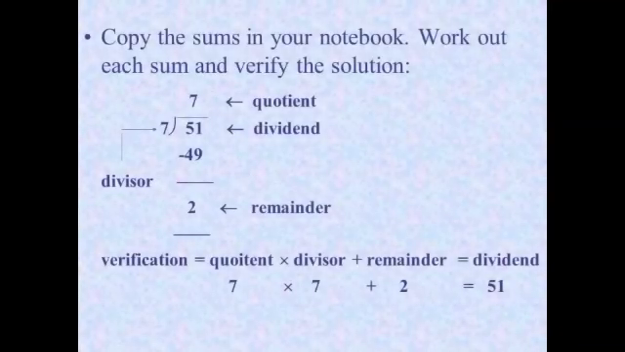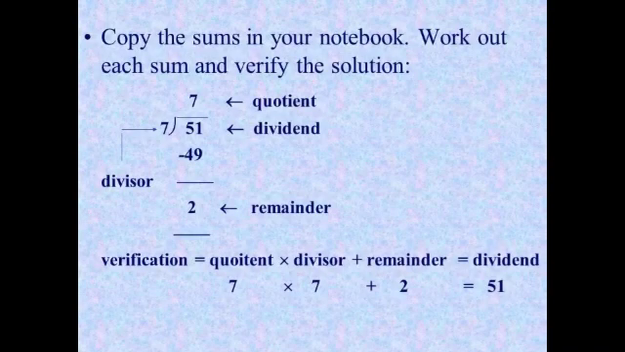Next we will see how to verify the answer in division. Okay, take this number 51 divided by 7. How many times 7 will go in 51? So 7 times. 7 sevens are 49. So 51 minus 49 will give you the remainder as 2.